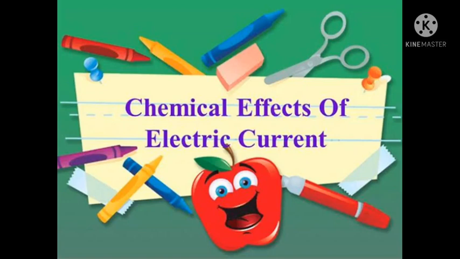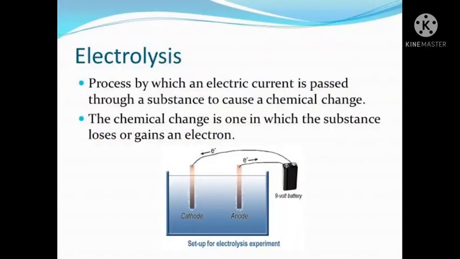Now, what is electrolysis? Electrolysis is a process by which an electric current is passed through a substance that causes a chemical change. Now, what is a chemical change? A chemical change is one in which the substance loses or gains an electron, to make a bond and produce a new substance.